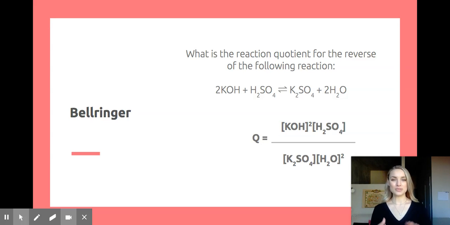Hopefully you are able to say, well, when we're dealing with a reverse reaction, that simply means our products become reactants and our reactants become products. So the reverse reaction quotient will look like KOH squared times the concentration of H2SO4 divided by the concentration of K2SO4 times the concentration of H2O squared.